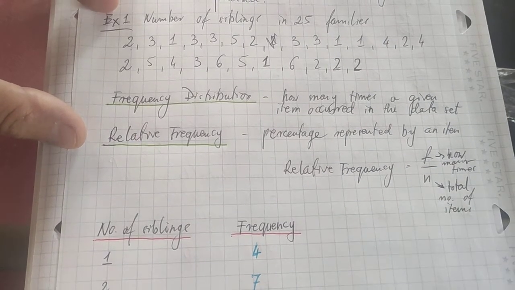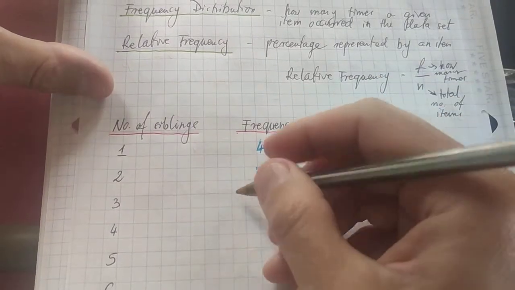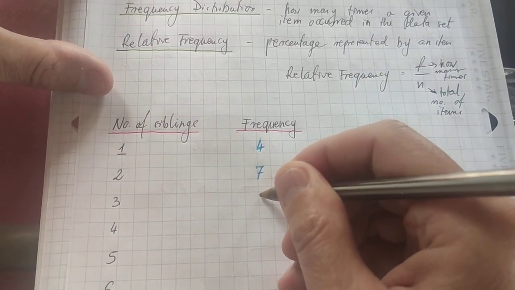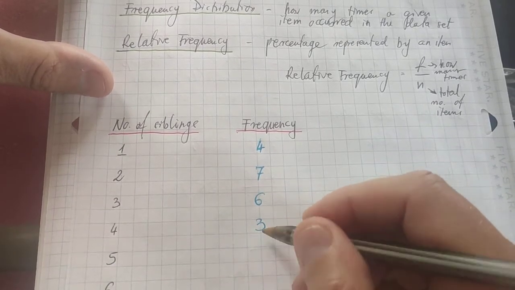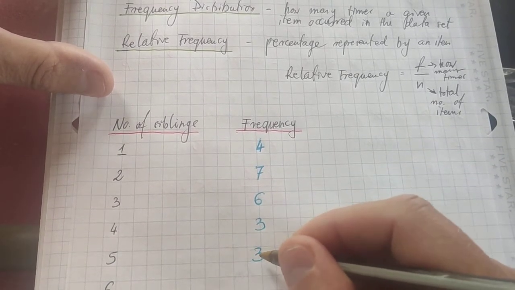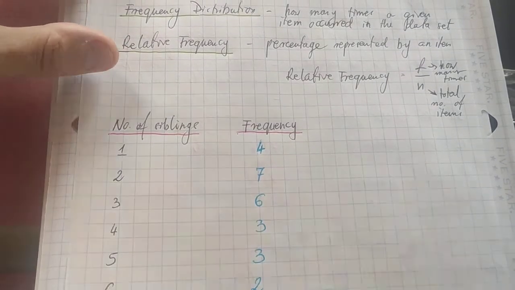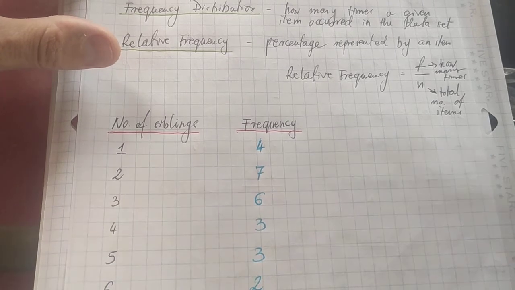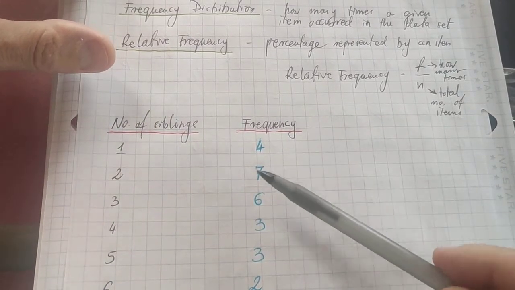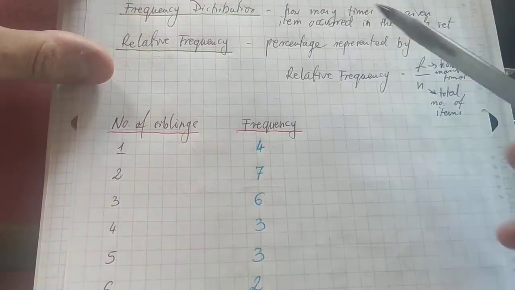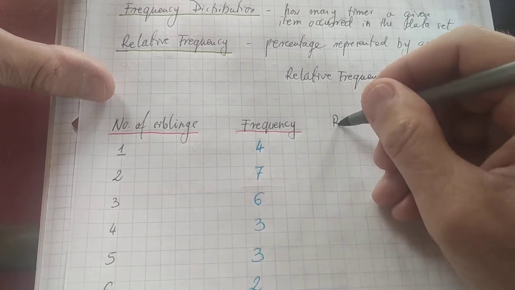Okay, etc., etc. I'm not going to go through all those. I'm not going to count all those families, but I have 6 families with 3 kids, 3 families with 4 kids, 3 with 5, and 2 with 6. Okay, so that's that frequency. How many times a family with 1 kid occurs in our data set? Okay, so the third column, I have that relative frequency.